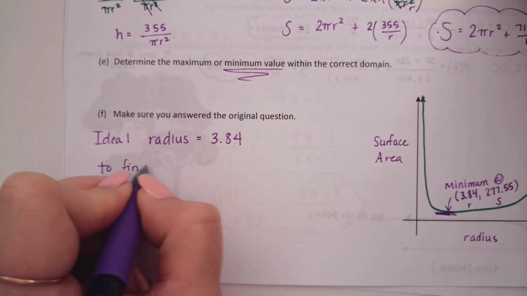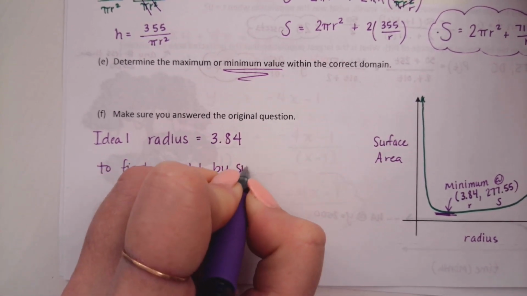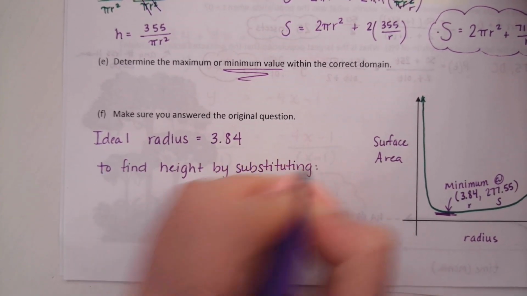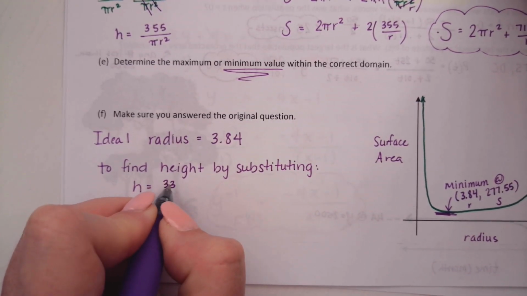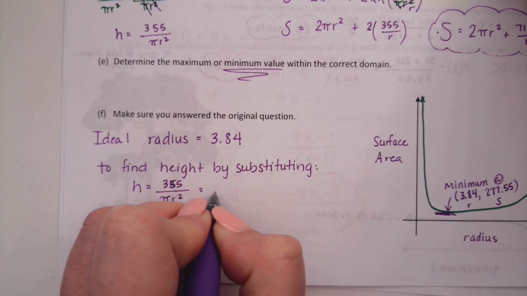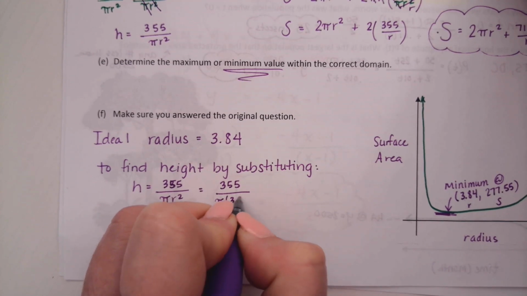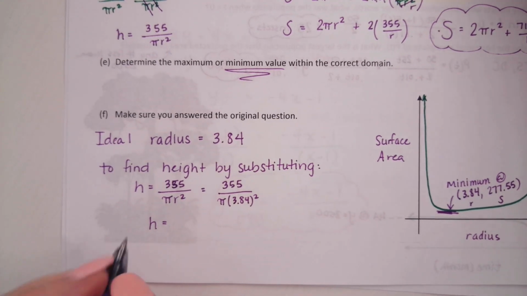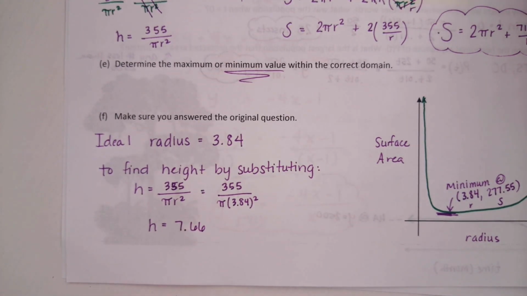It does look wrong, yeah. Find the ideal height by substituting. Okay, so let's see. We will have h equals 355 over pi r squared. We'll substitute in our r. 3.84 squared. What was it, Mason? 7.66. All right. What should be our unit on these?